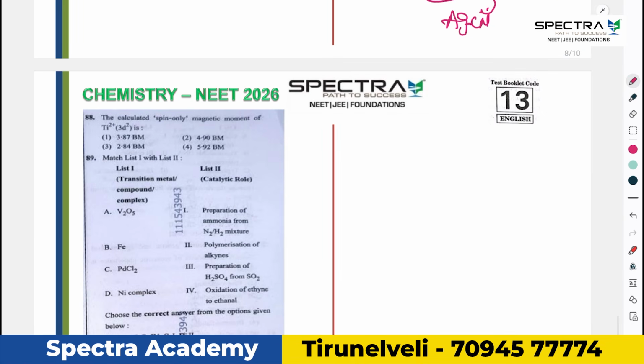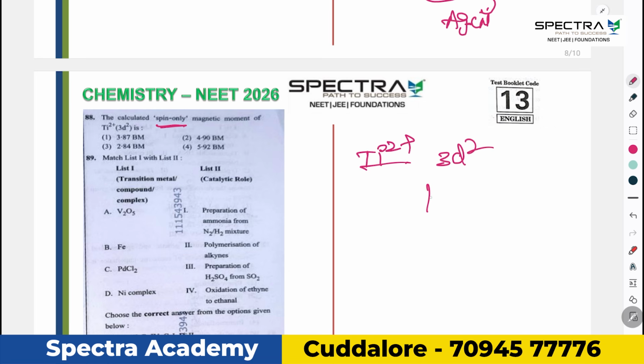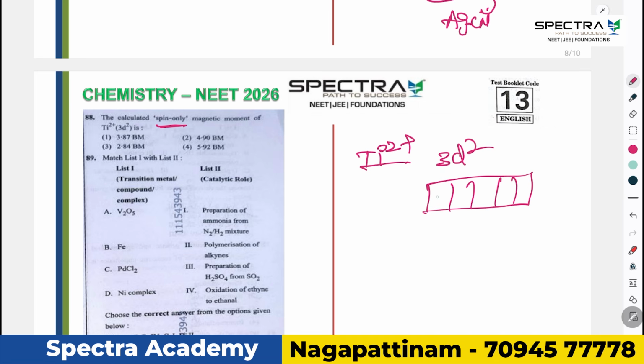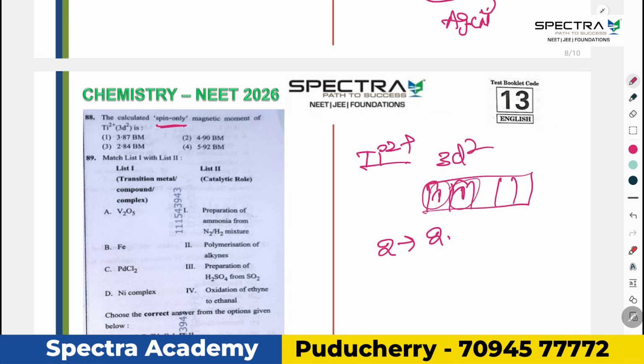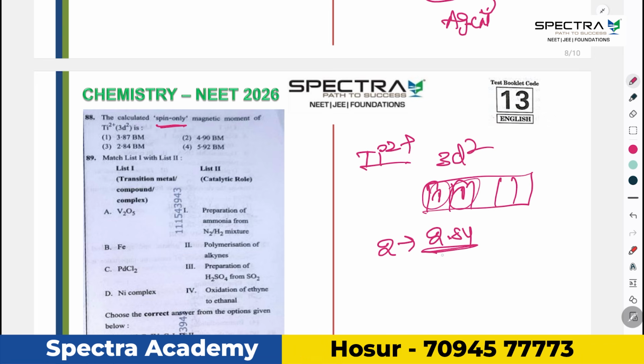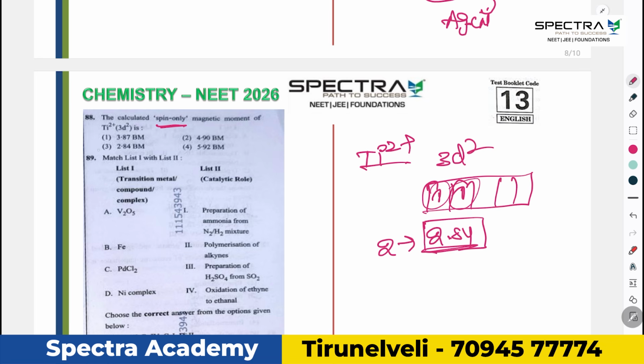Next, 88. It is a direct question. They ask the spin only magnetic moment value of titanium 2 plus, and they have given 3d2. In the d orbital there are only 2 electrons. With 2 electrons, what is the answer? 2.84, direct question. Use the formula root over n into n plus 2. So 2.84, option 3 is correct.